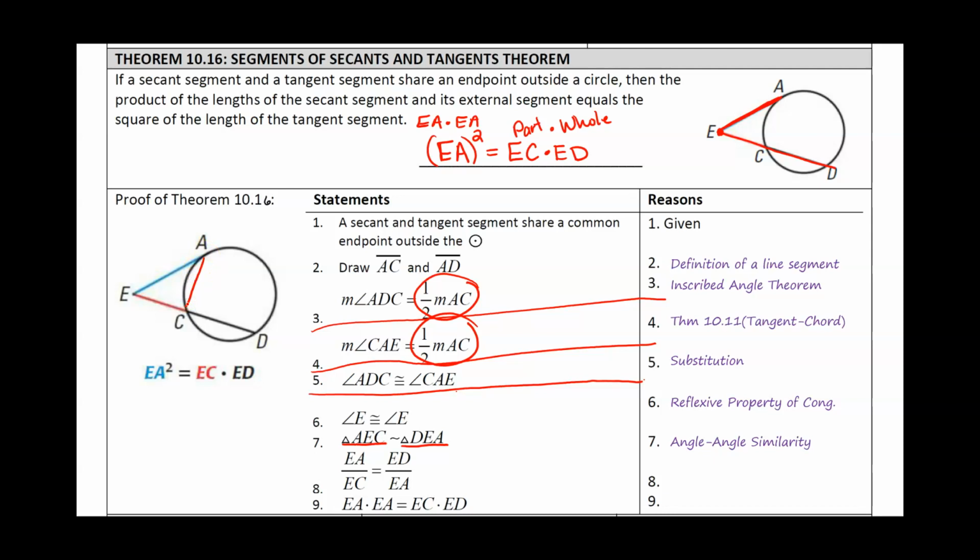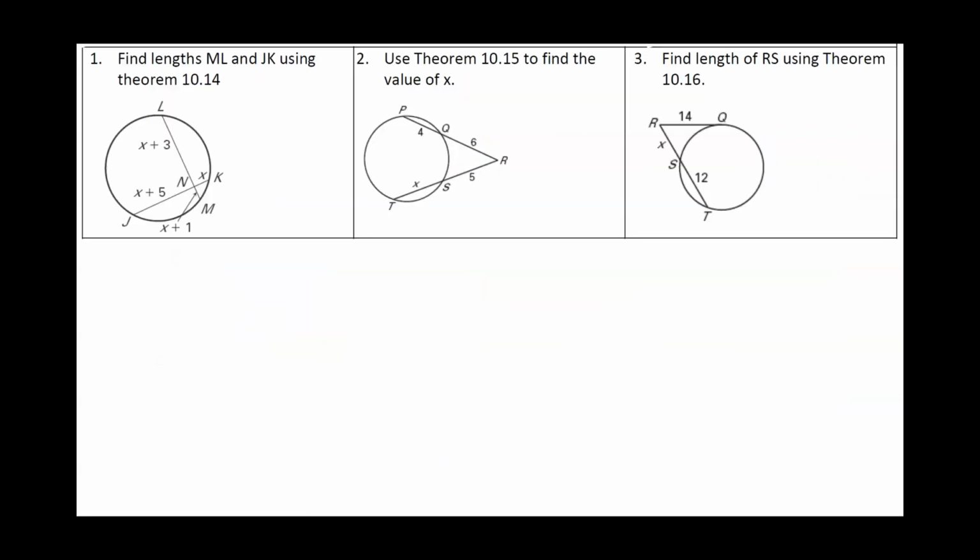So now, since those triangles are similar, I've got some proportional pieces. EA, okay, is proportionate to EC, just like ED, see the big piece there, is proportionate to EA again, okay? So here, you kind of follow along, and then we're just going to cross multiply again, and we have that property, okay? So now, what we're going to do is kind of just quickly go through some problems of just these in action. Now, I need you to notice 1, 2, 3, I have an example of each theorem.